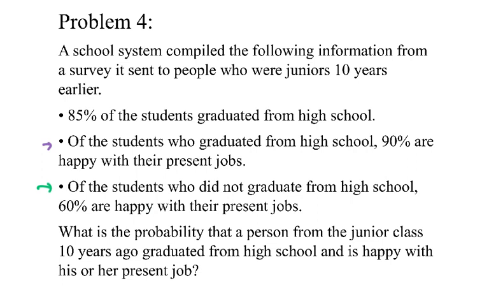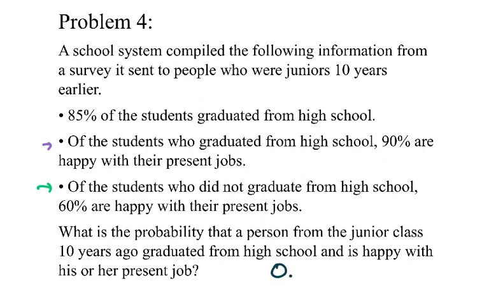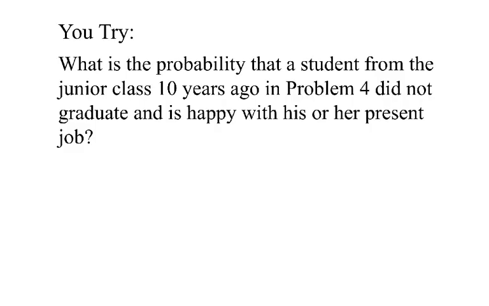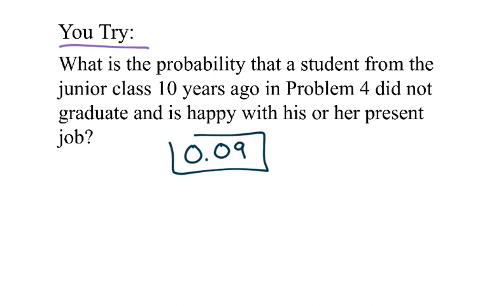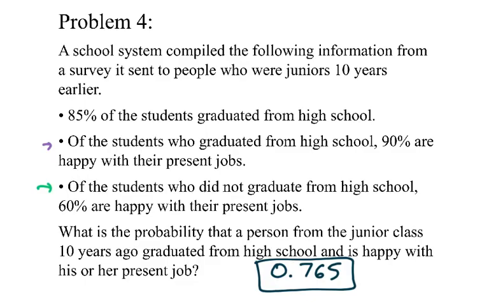So let's answer the question. What is the probability that a person from the junior class 10 years ago graduated from high school and is happy with their present job? That is this branch here. So graduated and is happy is 0.765. So go ahead and pause the video and try the U-Try. Right, so you should get 0.09. It is this branch. They did not graduate and are happy, 0.09. So we've got a couple more problems that I want to do that we'll just add on the end here.